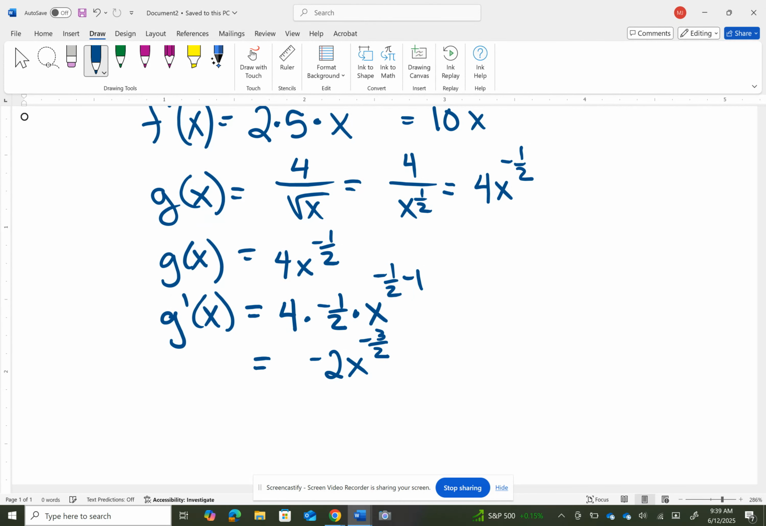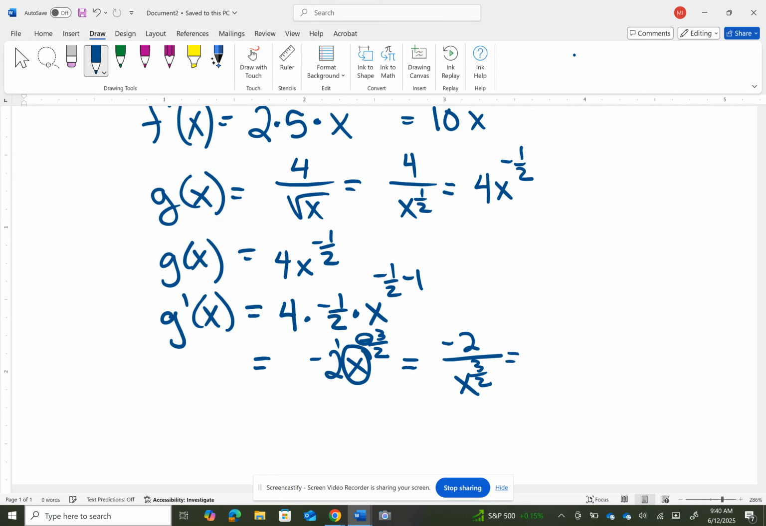And then you won't leave your answer that way. You'll get it back into radical form. So we'll go through that process. The negative 3/2 applies only to the x, so we'll be able to rewrite that as negative 2 over x raised to the 3/2 power. The negative exponent tells you to do the reciprocal. The negative 2 stays on top, though, because it's understood to be to the first power.